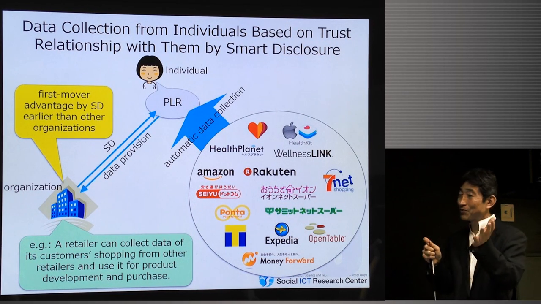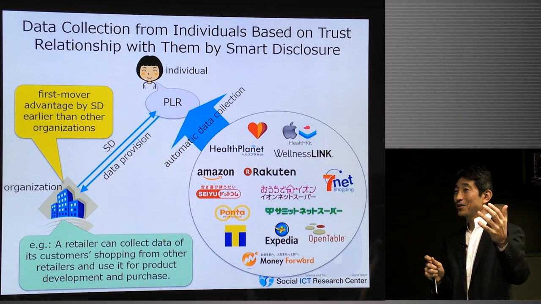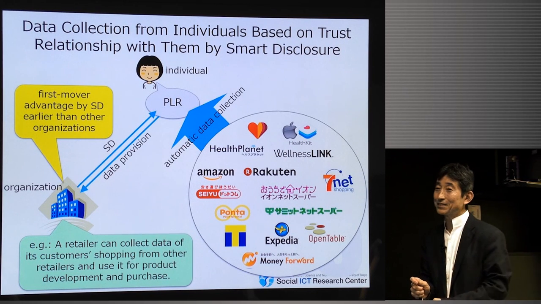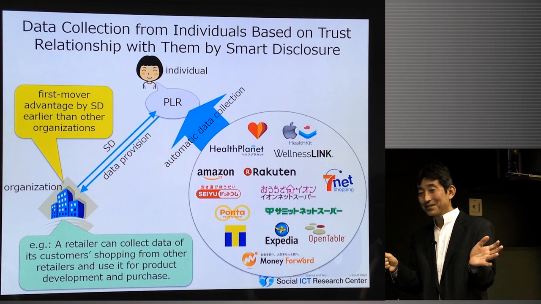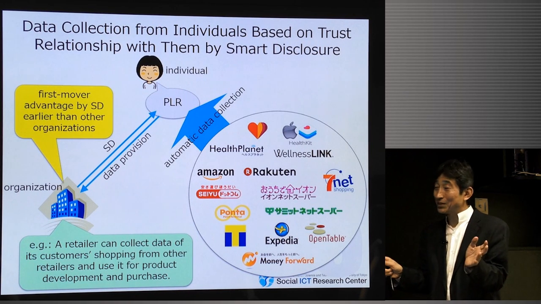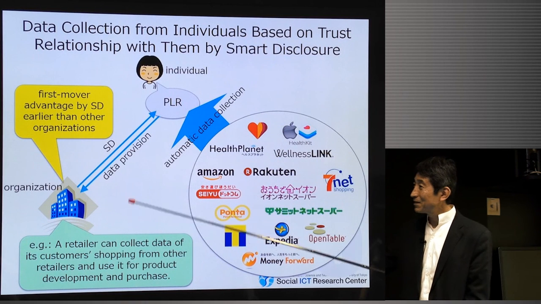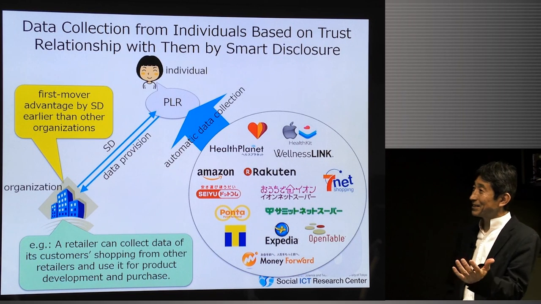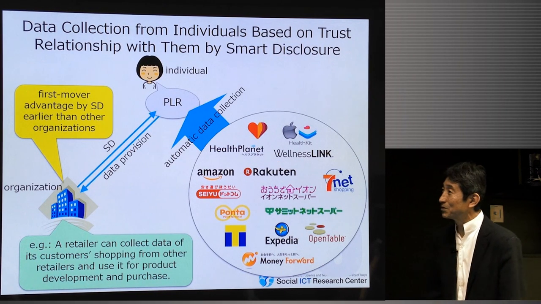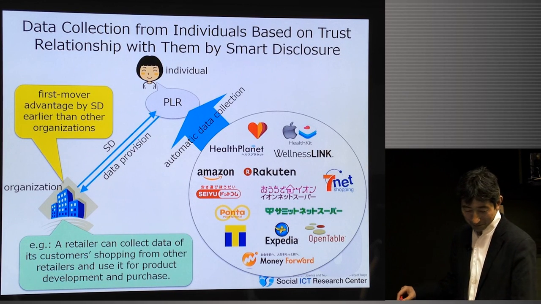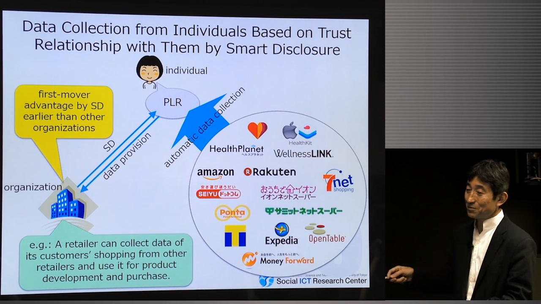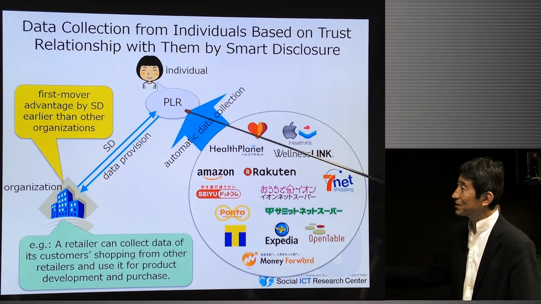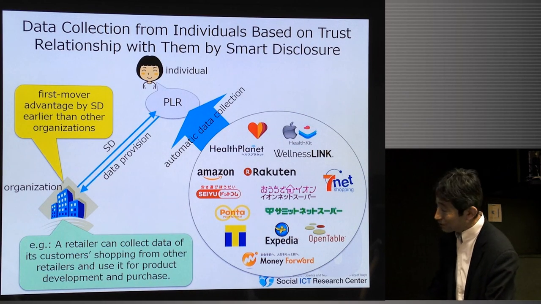So the first mover towards smart disclosure can obtain personal data originating from other competitors, from other vendors, while your competitors are not yet doing smart disclosure. So the organizations would be willing to do smart disclosure earlier than others in order to get first mover advantage. So this could be implemented as some part of law or as the functionality of PLR and so on.